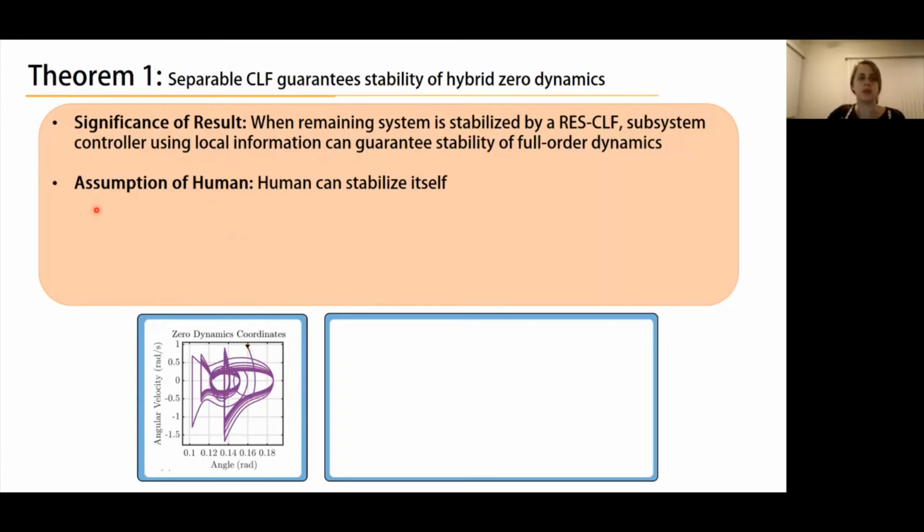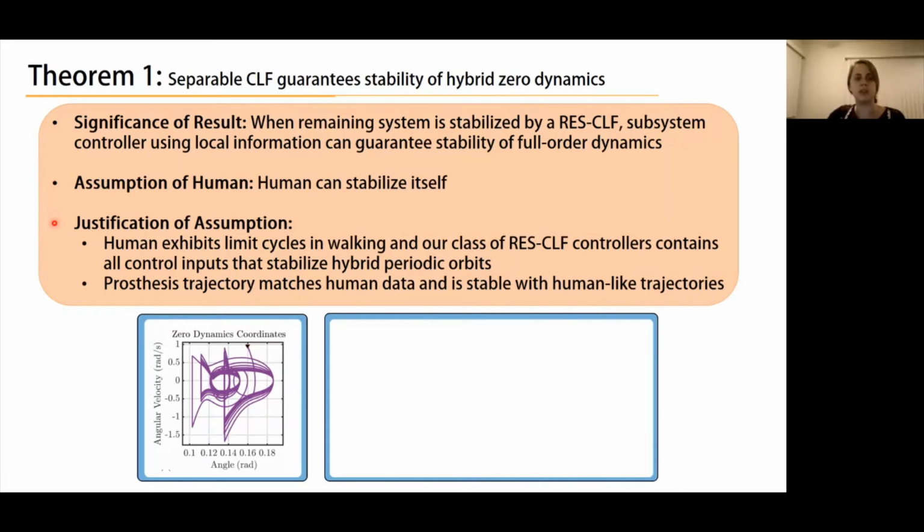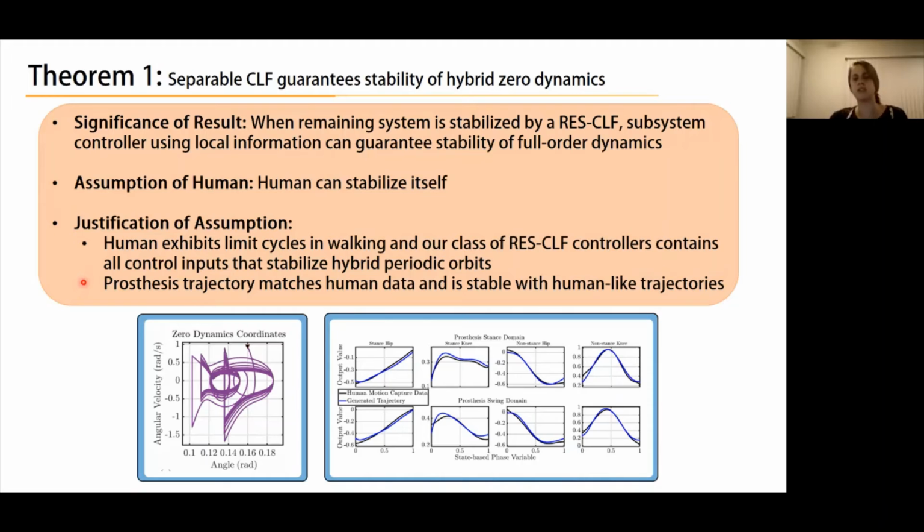For this, we do assume that the human can stabilize itself, but we consider this a reasonable assumption because humans exhibit limit cycles in walking, and our class of res CLF controllers contains all control inputs that stabilize these types of hybrid periodic orbits. Also, we have our prosthesis trajectory match human data and construct it such that it is stable with human-like trajectories. So this is human motion capture data in black, and the blue is the generated trajectory that we get from an optimization that guarantees stability.